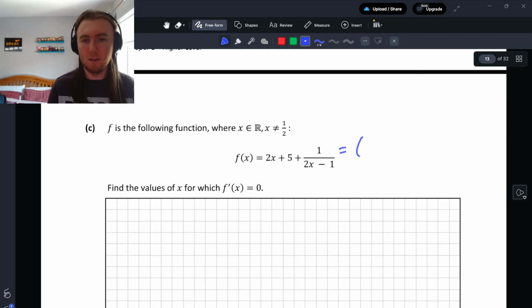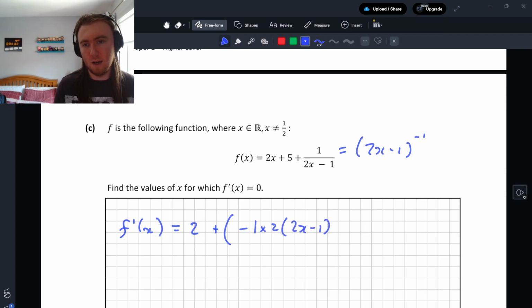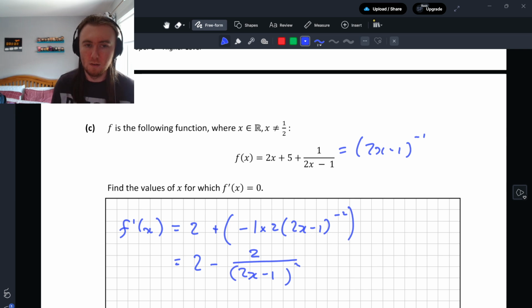Well, first thing, I'm just going to rewrite this as 2x minus 1 to the minus 1. f prime of x is therefore 2 plus the power comes down to the front, derivative of the inside comes outside, and then subtract 1 off the power. So that's 2 minus 2 over 2x minus 1 quantity squared.